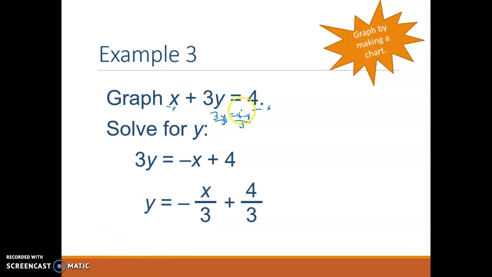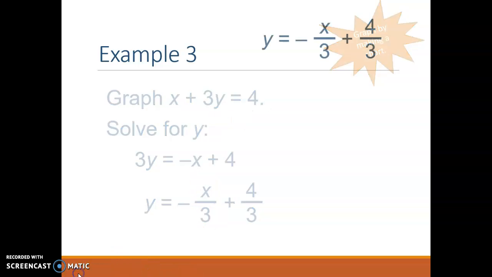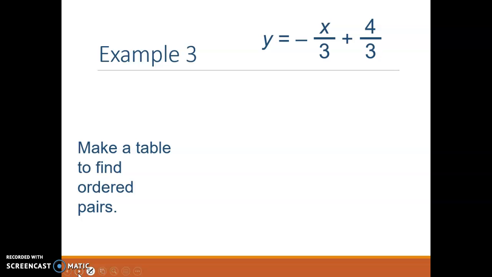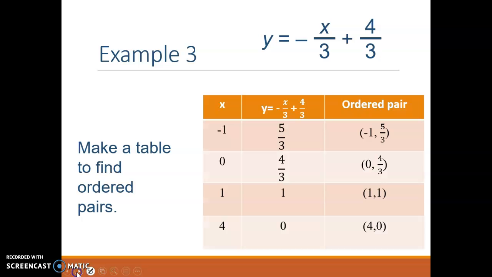When we divide by 3, we need to divide each of those pieces by 3. So we get y equals negative x over 3 plus 4 over 3. We're then going to make a table to find ordered pairs. So we'll make this 3-column table. On the left, we'll choose some x values. And in the middle, we'll plug and chug. And on the right, we'll list our ordered pair.